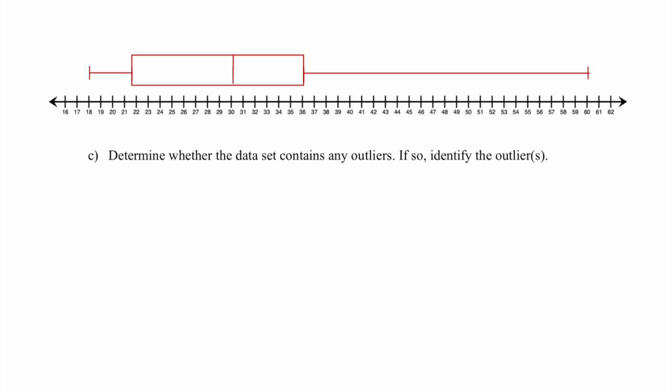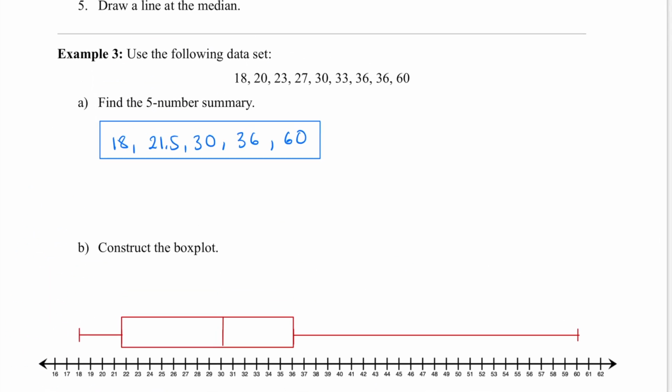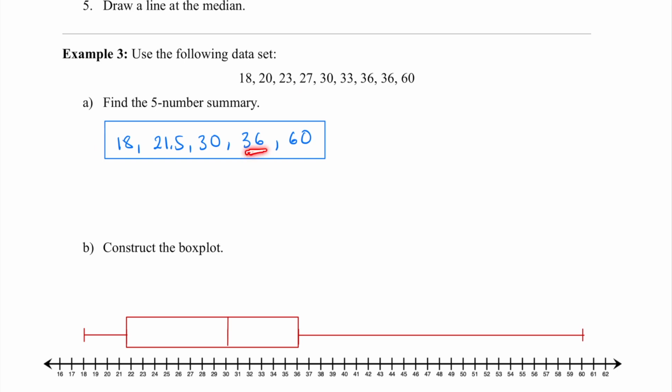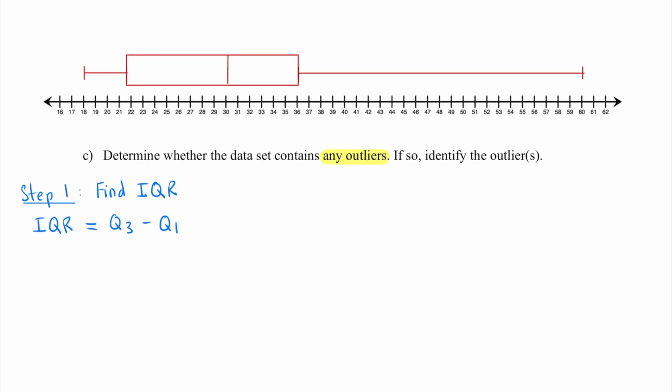Now, let's determine whether the data contains any outliers. To do this, we'll use the IQR rule. Step 1, find the IQR. IQR equals Q3 minus Q1. Q3 is 36 and Q1 is 21.5. And 36 minus 21.5 is 14.5.